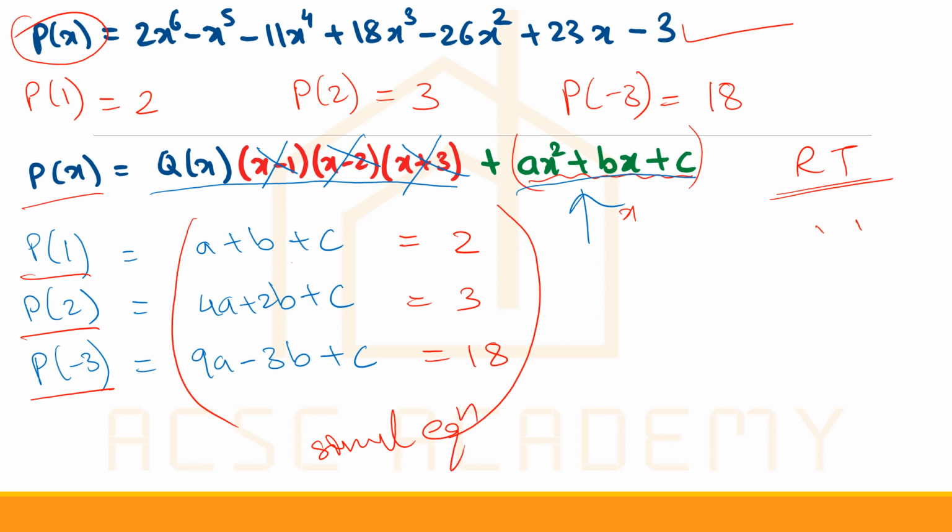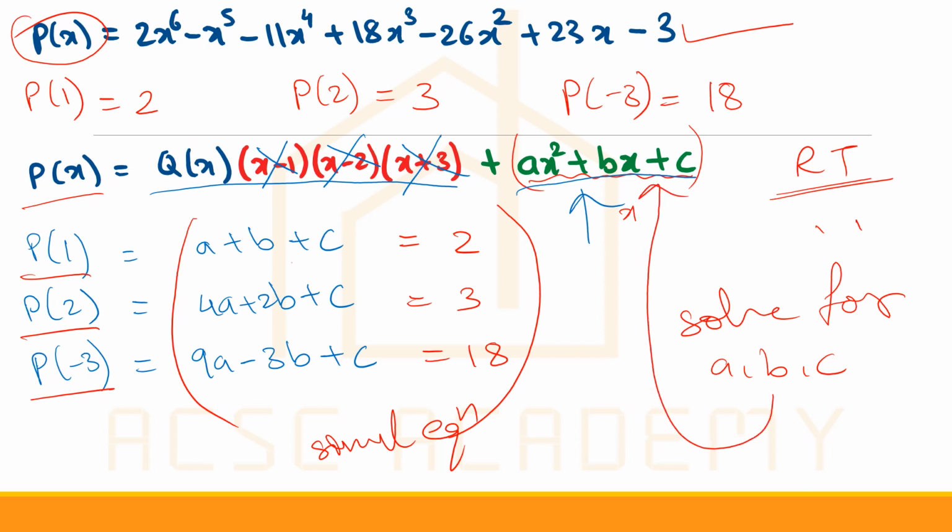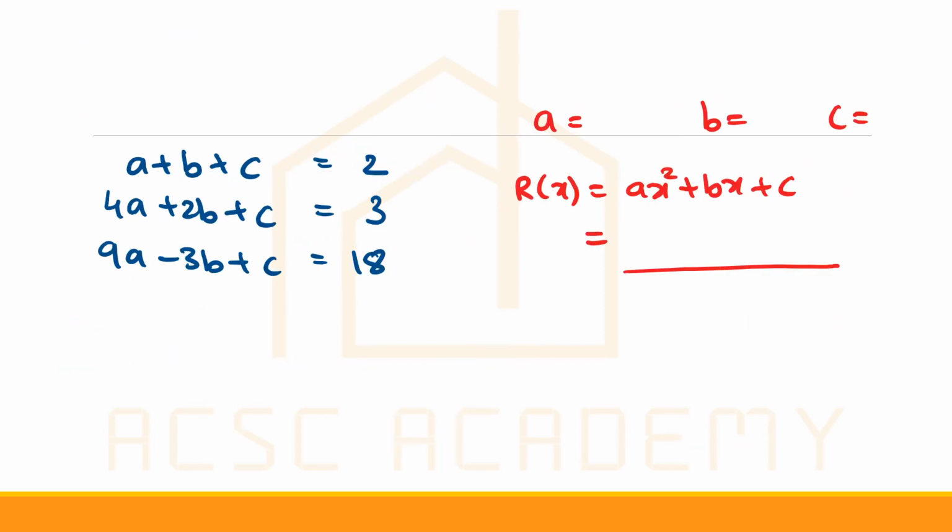We have got three equations in three variables. Now we will solve for a, b, and c. We will find out the values of them, and then we will substitute those values back in the assumed remainder to get the real remainder. Let us see how we solve that. We have those equations. Let us number them as 1, 2, and 3.